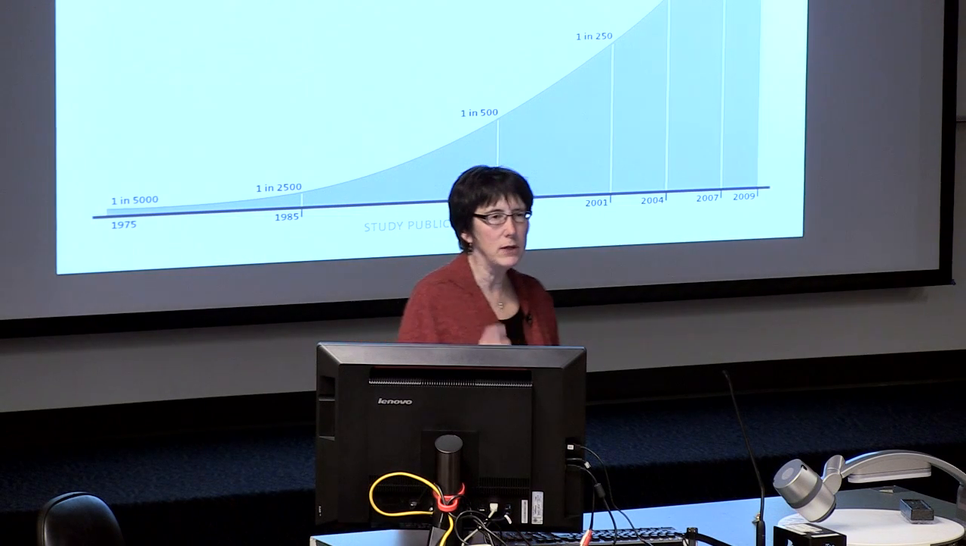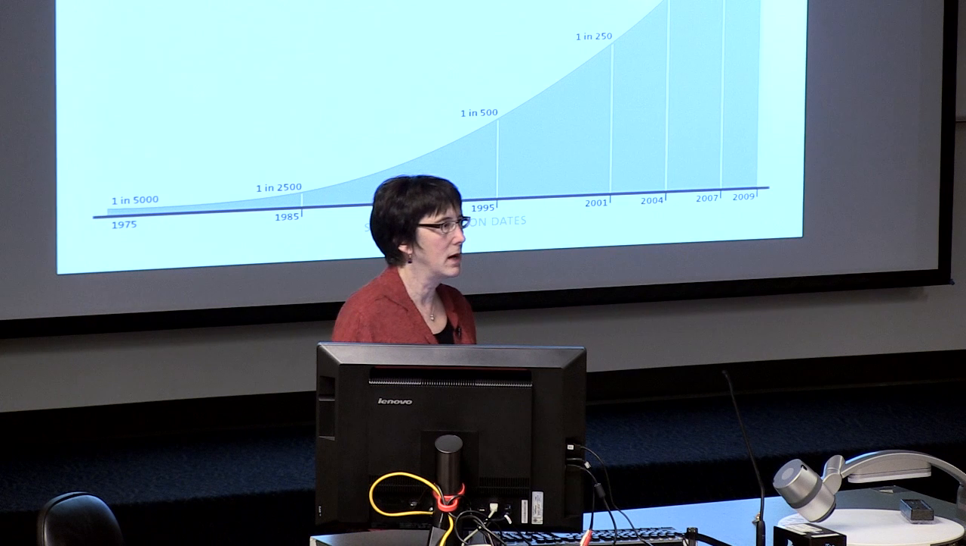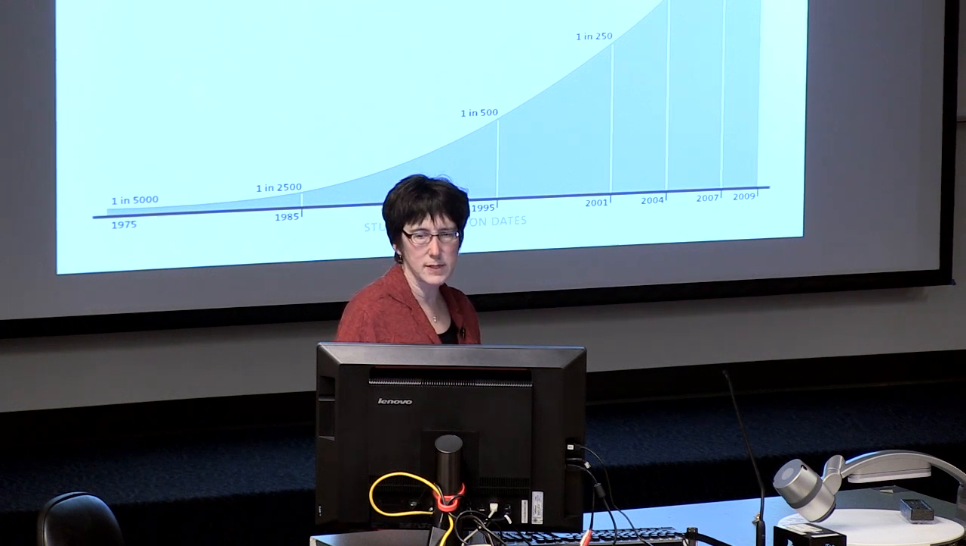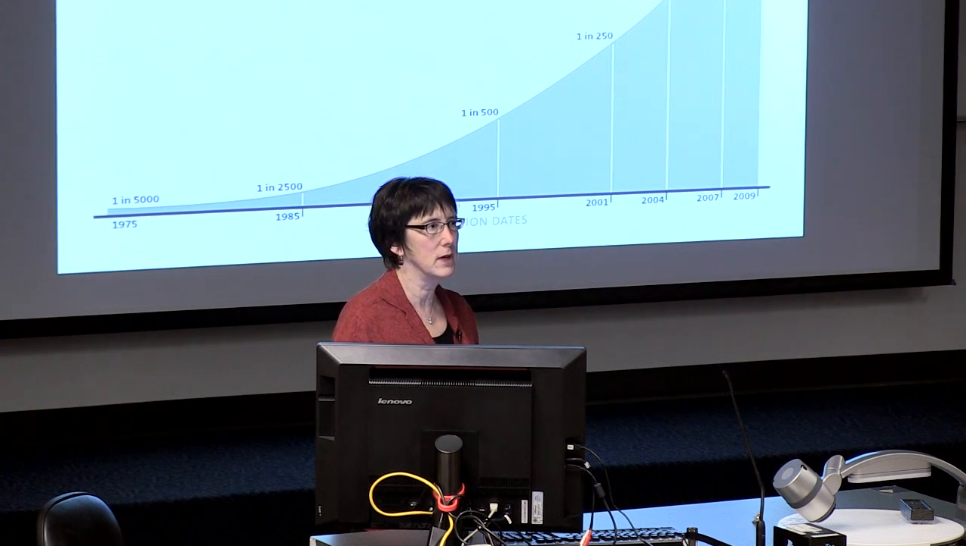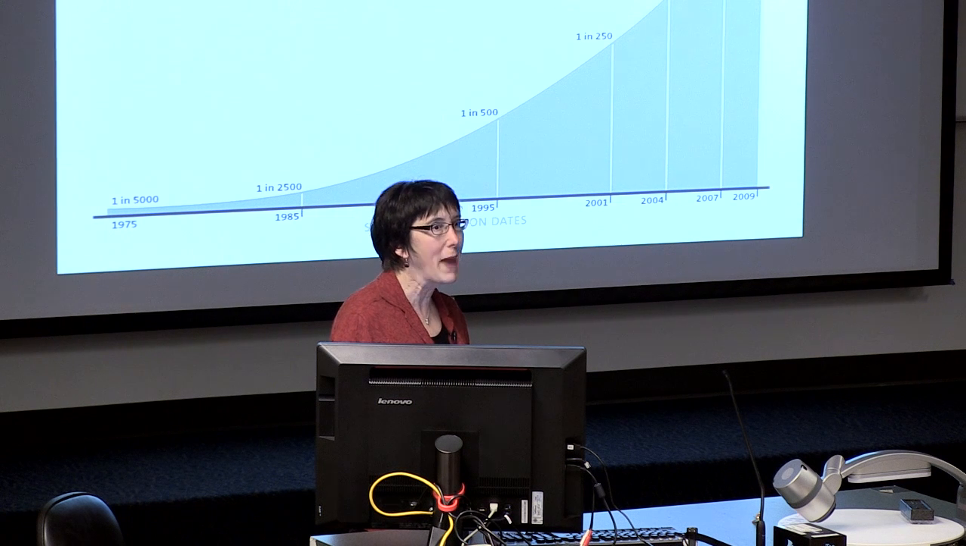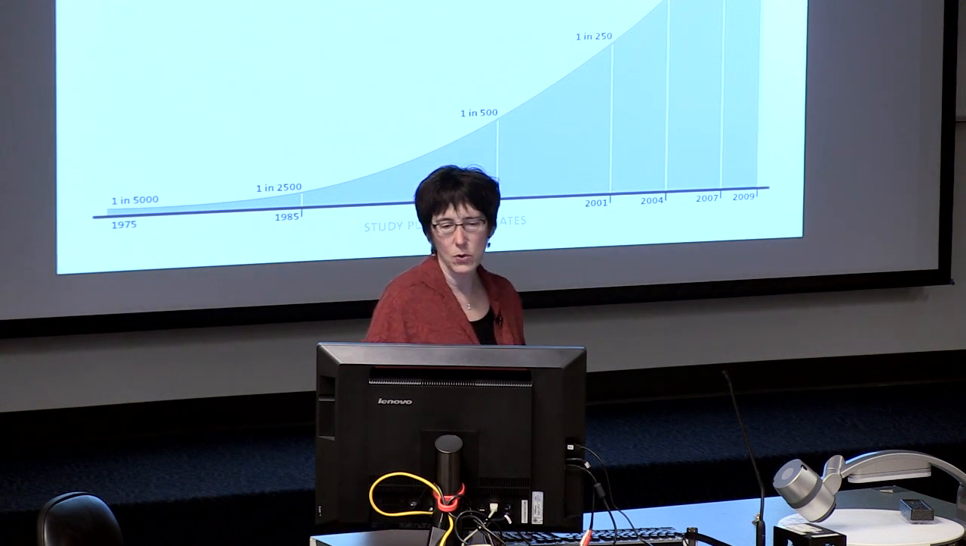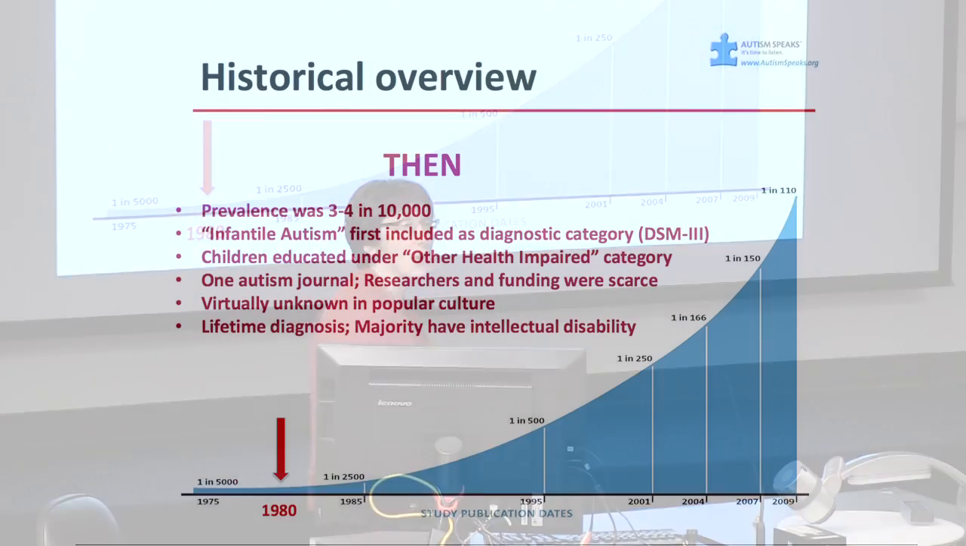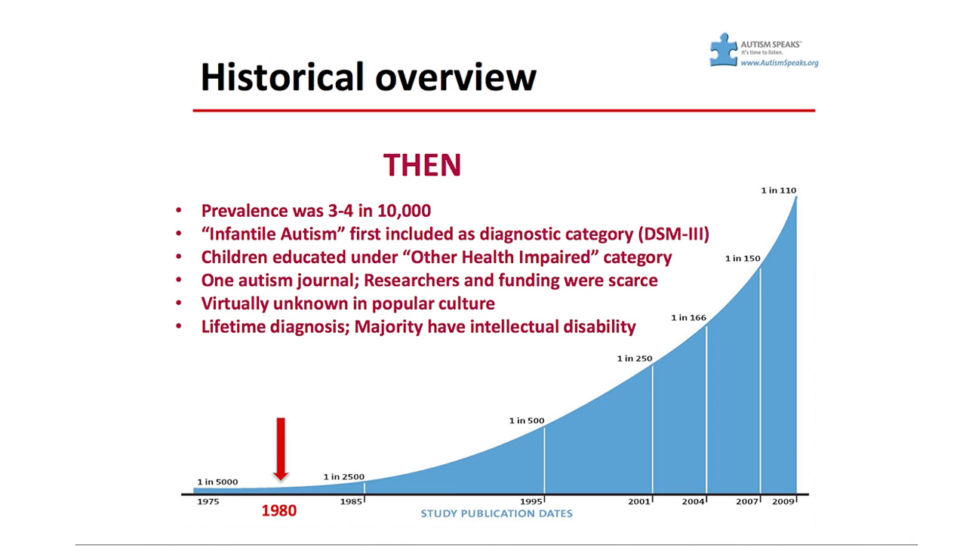So many of you may have seen this graph on the Autism Speaks website that illustrates the dramatic increase in prevalence of autism over time. So this is when I came into the field. It was a very different time from now. The prevalence was 3 or 4 out of 10,000. So it was a very, very, very rare disorder. Nobody knew about autism. Nobody had heard that word.